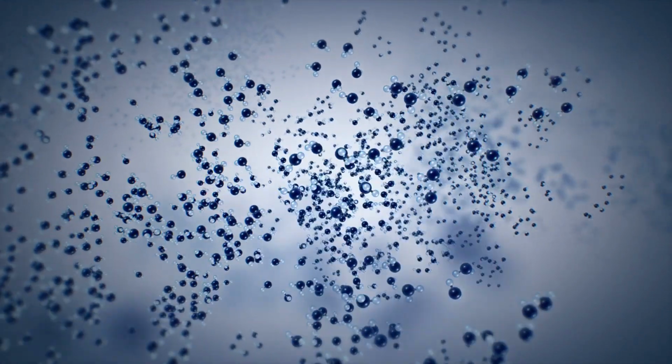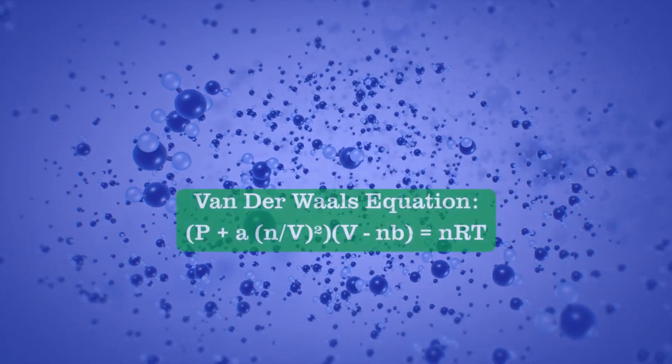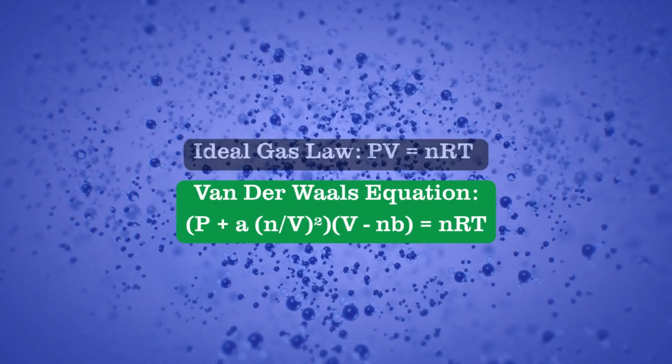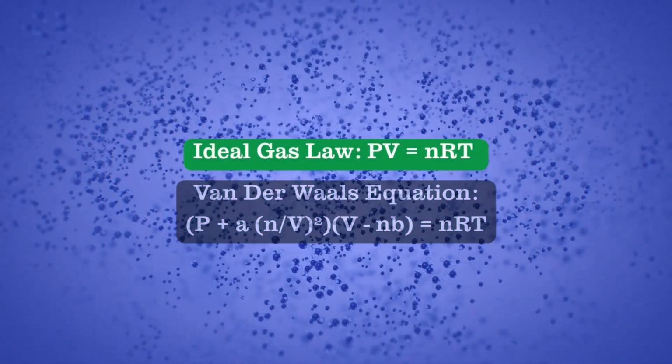Of course, real gases aren't perfect at high pressures or low temperatures. Molecules take up space and attract each other, so behavior deviates from the ideal gas law. On the other hand, at modest pressures and warm temperatures, the ideal model works surprisingly well.